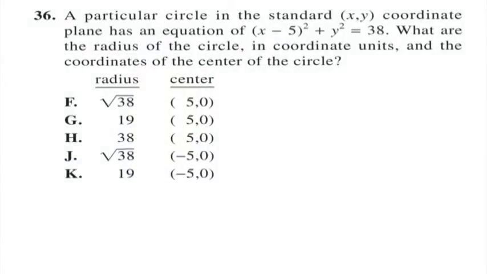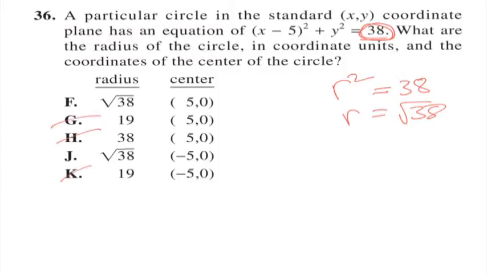Let's go ahead and look at this first one. A particular circle in the standard xy coordinate plane has the equation x minus 5 squared plus y squared equals 38. Let's notice the first thing. One of the things I like to look at first is my radius squared. If radius squared is equal to 38, that means the radius is equal to the square root of 38. With that, I can quickly rule out 3 of the answers because the answer is not the square root of 38.